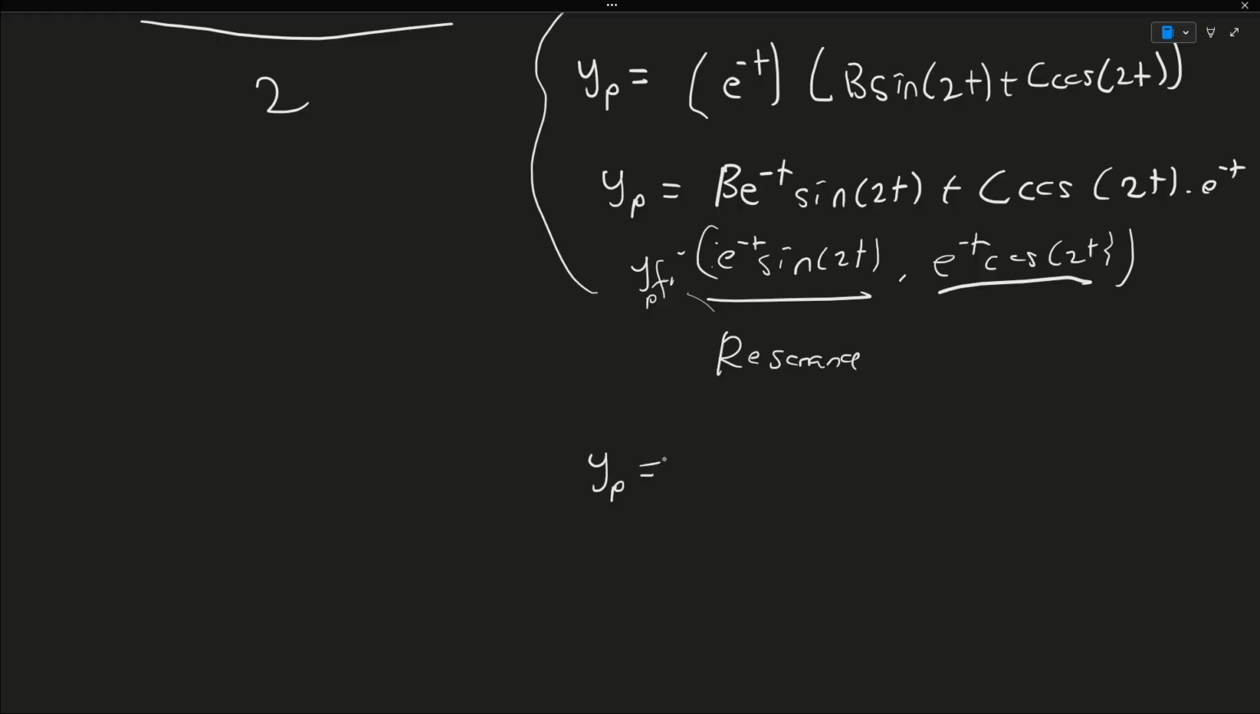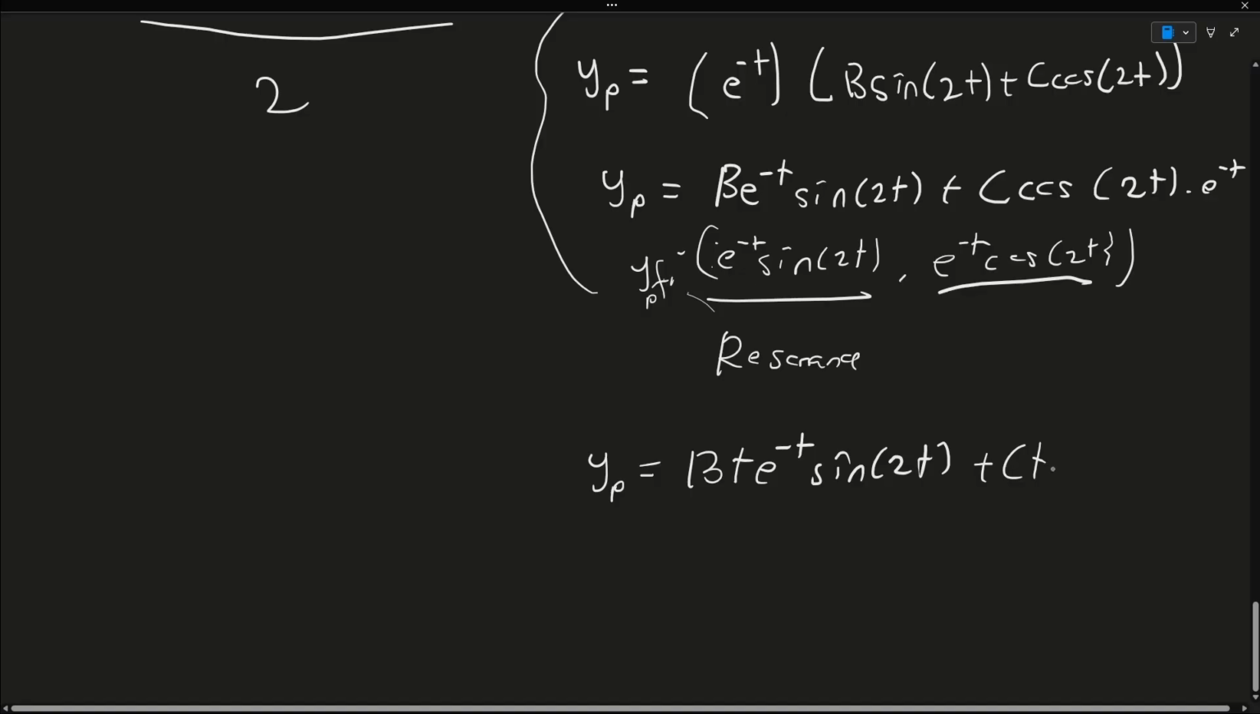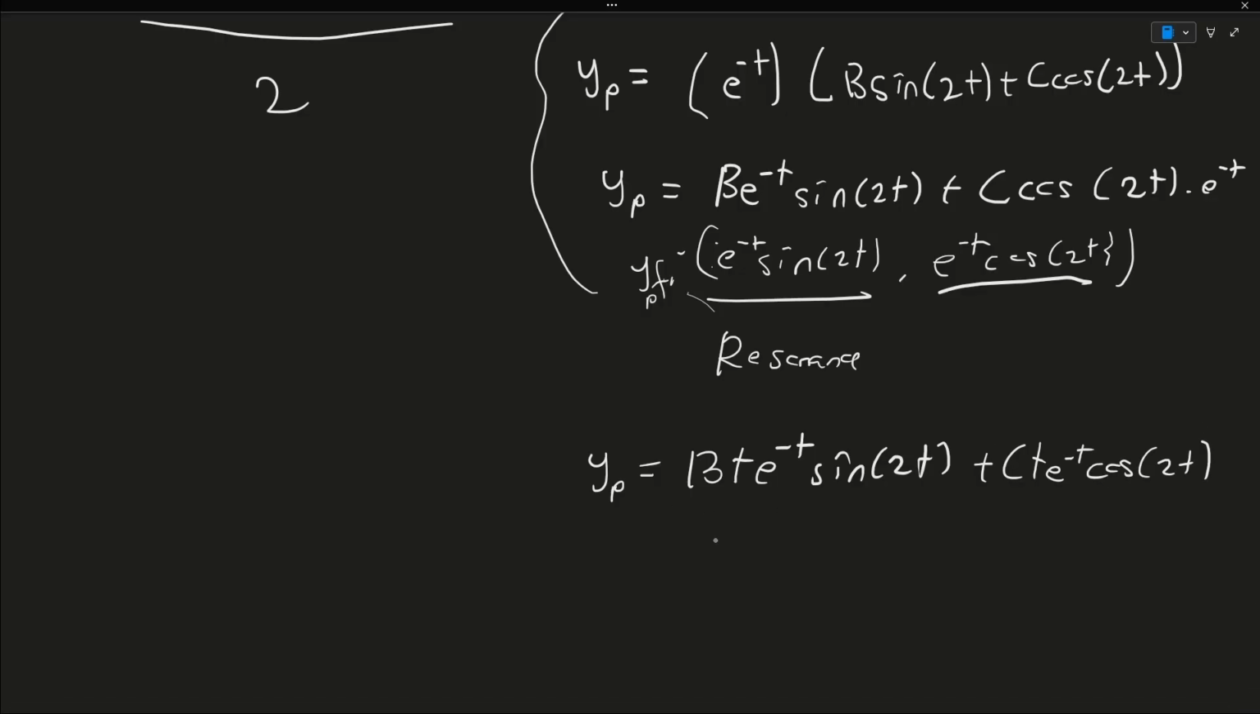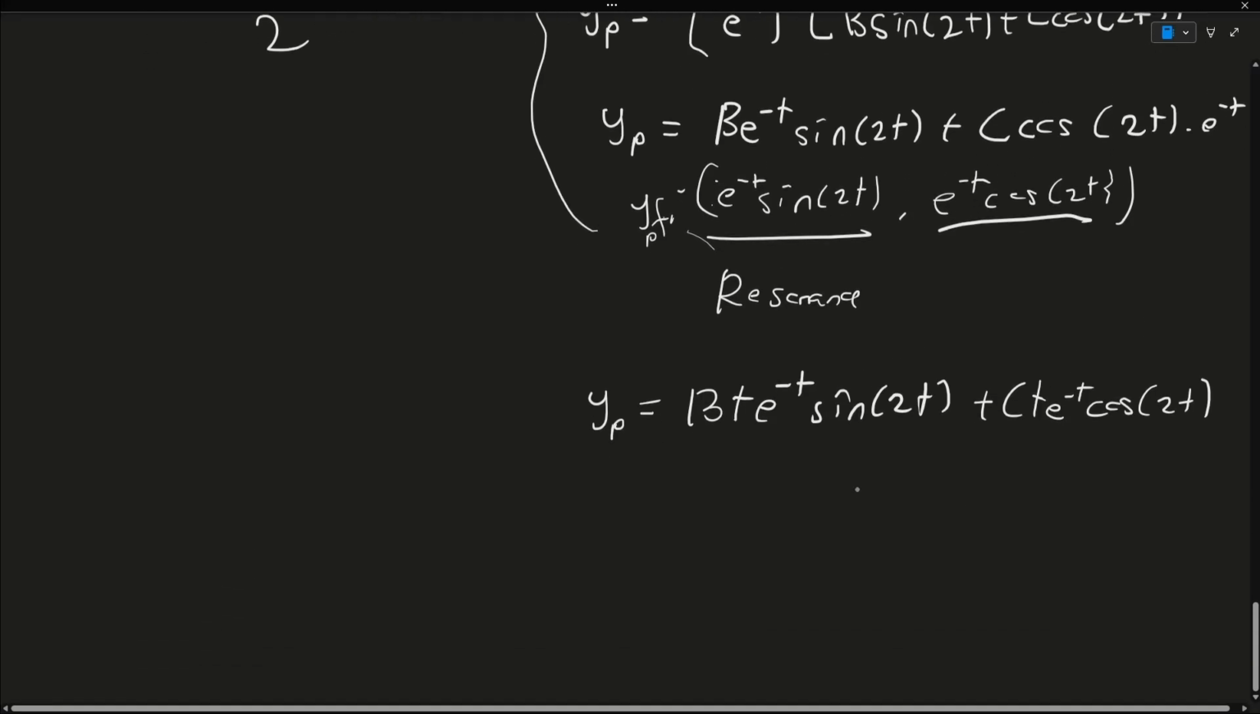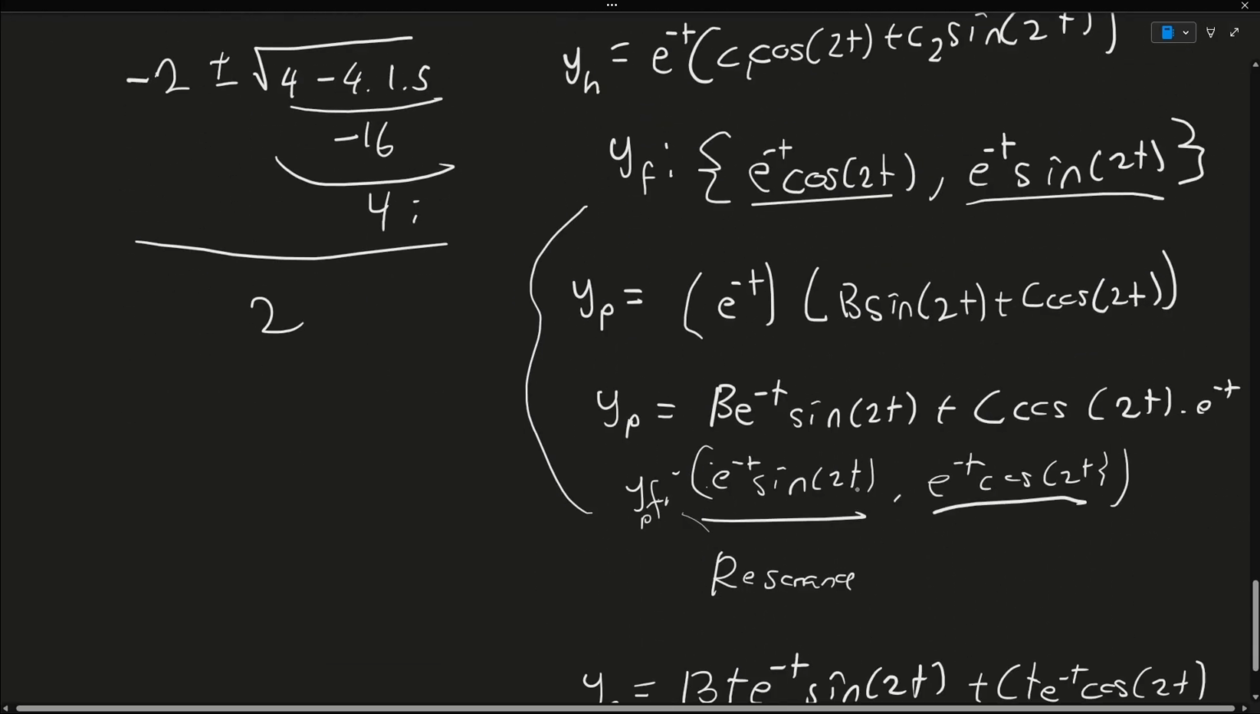So y of p is now going to be bt e to the minus t sine of 2t plus ct e to the minus t cosine of 2t. Now we're going to check again. Obviously we don't have t e to the minus t sine of 2t or t e to the minus t cosine of 2t in the fundamental set of solutions up here. So we're fine with this solution. This solution is definitely going to work.